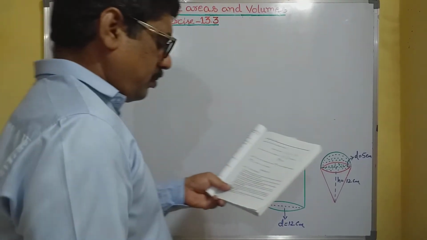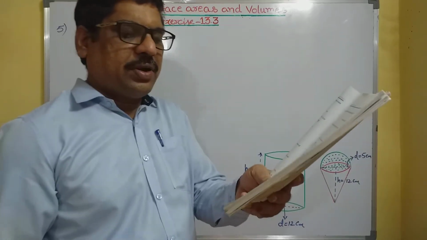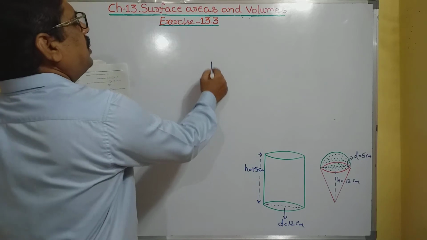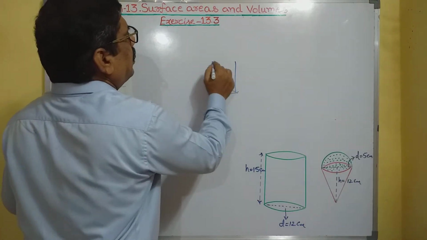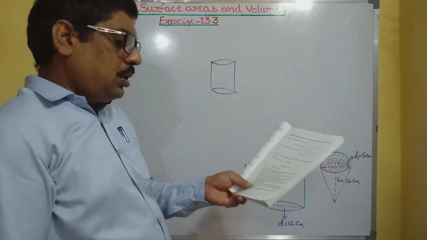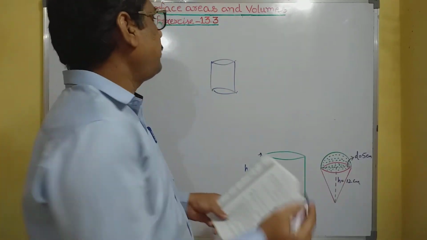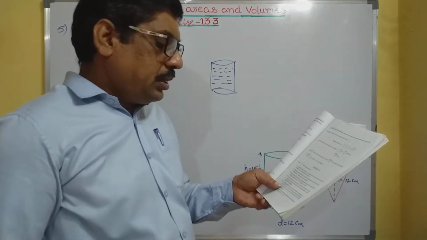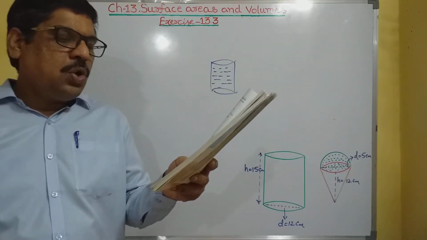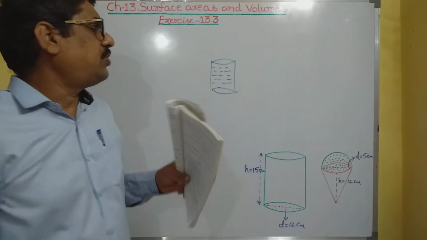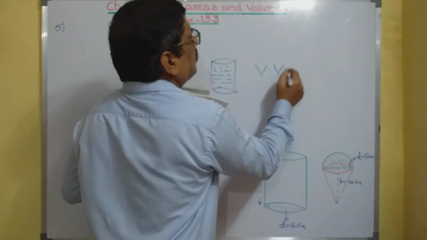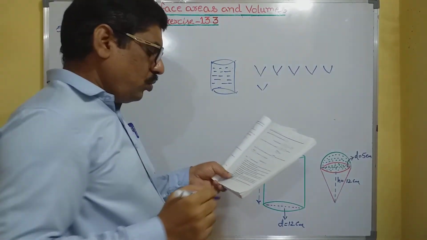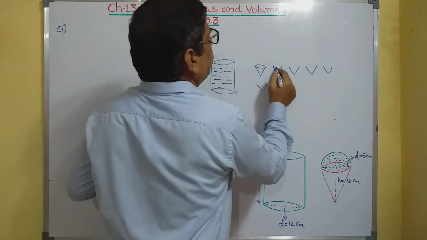Now fifth problem. A container shaped like a right circular cylinder having diameter 12 centimeters and height 15 centimeters. There is a cylindrical container. Okay. Now it is full of ice cream. So it contains ice cream. Okay. The ice cream is to be filled into cones of height 12 centimeters and diameter 6 centimeters. There are small cones like this, many cones are there. Okay. So in these cones, the ice cream has to be filled.